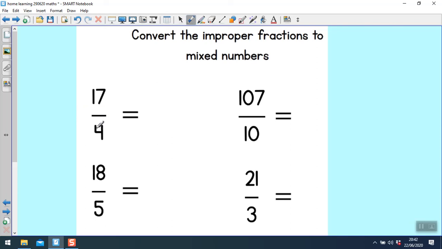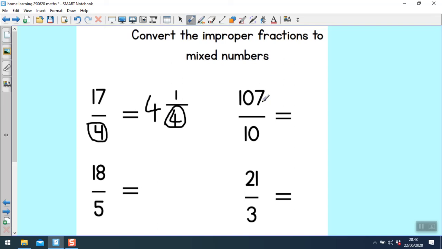So 17 divided by 4 means how many 4's are in 17? 4, 8, 12, 16. That's 4 whole ones. And what do you add 16 to get to 17? Because that's your remainder. So it's 1 left over, so it's 4 remainder 1. But we write that as 4 and 1/4. So if there's quarters here, you've got to have quarters here.